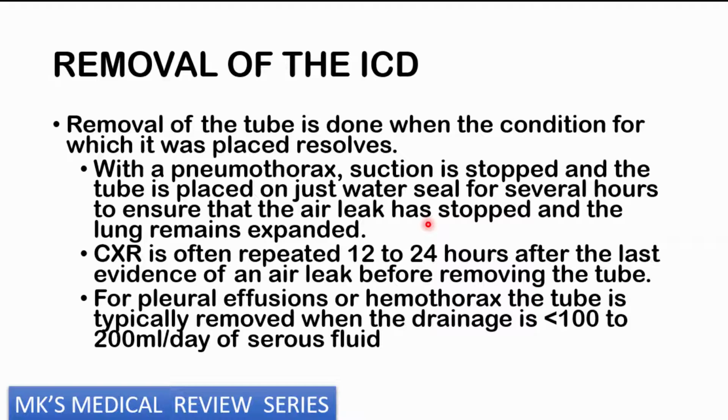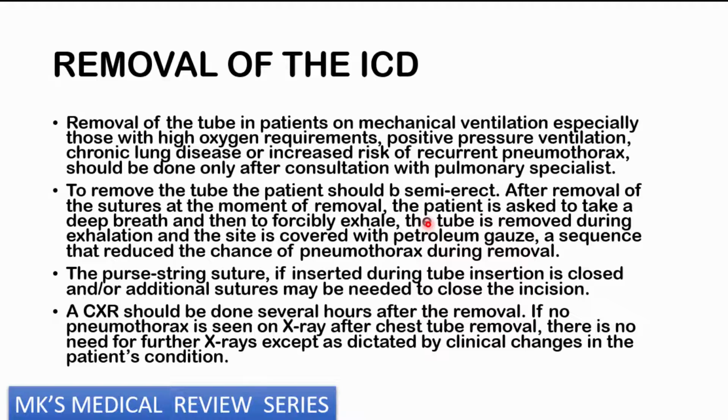For pleural effusions or hemothorax, the tube is typically removed when you have a drainage of less than 100 to 200 mils in a day of serous fluid, so there shouldn't be any blood. Then when you're removing the tube, remember that removal in patients on mechanical ventilation, especially those that have high oxygen requirements, those on positive pressure ventilation, those that have chronic lung disease, or those at increased risk of pneumothorax, should be done only after consultation with a pulmonary specialist or a senior at least. And of course, to remove the tube, ensure that the patient is semi-erect.